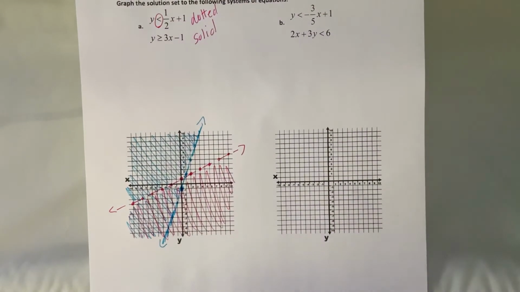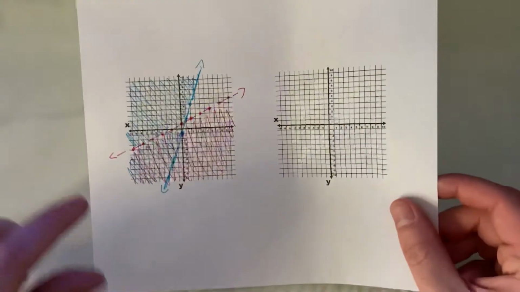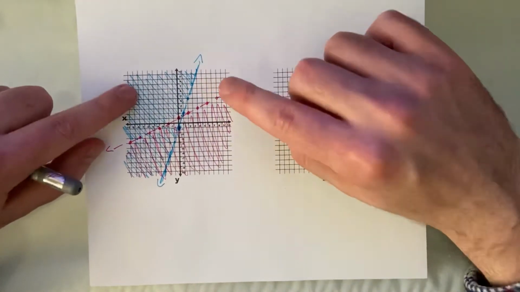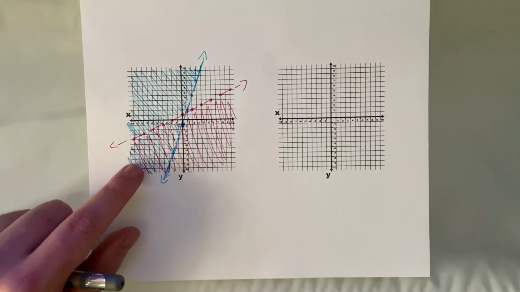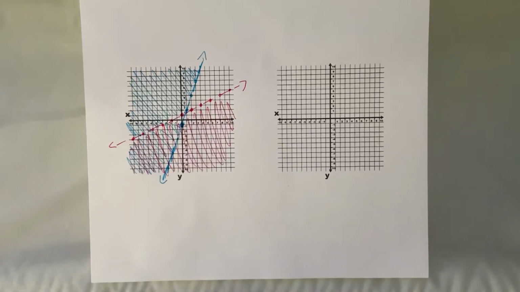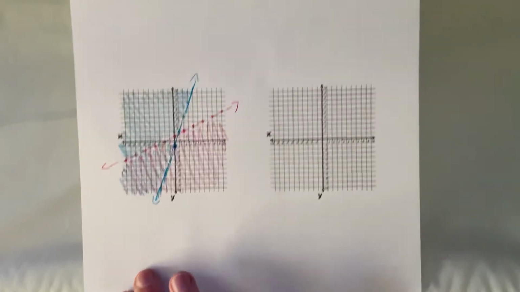So what's my solution to the system? It's the area that is shaded by both graphs. Now we know this area isn't shaded by either one. This is just blue, this is just pink. This one was shaded by the blue and the pink, so this region is our actual solution to the system of equations. We can do one more on the next page.